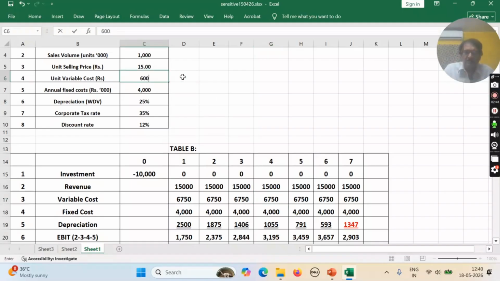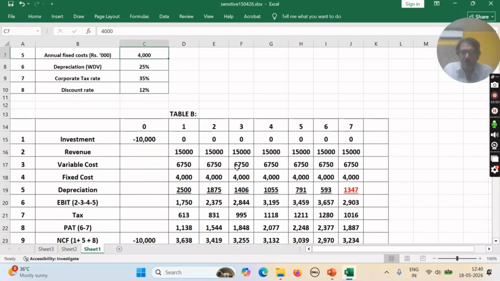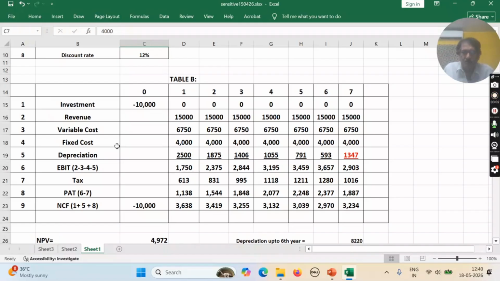Suppose if I make it 6.00, then the value will be changed. In place of this, you see 6,000, in this way. So what was the value? 6.75. I am keeping the same value. I am not changing it. Now all the values are calculated, variable cost, fixed cost, year wise computed. These are the formulas. I have noted the formulas here.